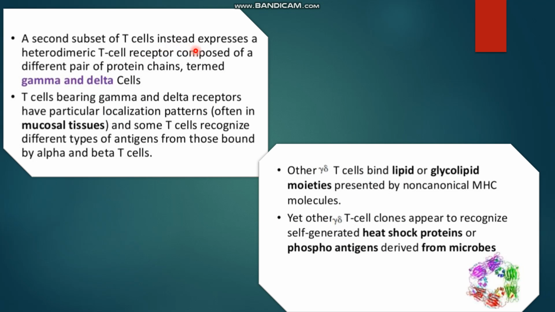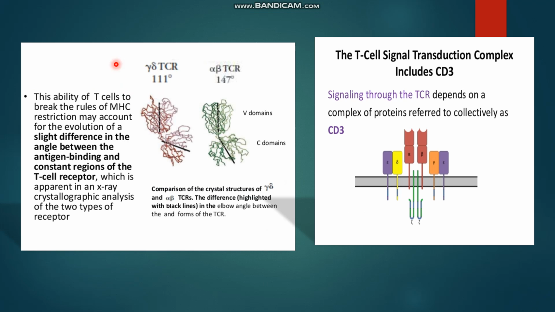A second subset of T cells, instead of expressing the heterodimer receptor composed of different pairs of protein chains, are gamma delta cells. Here is the structure of the gamma delta TCR and alpha beta TCR. The angle of gamma delta is 111 degrees and alpha beta is 147 degrees. This is the V domain and this is the C domain. This ability of T cells to break the rule of MHC restriction may account for the evolution of slightly different angles between the antigen binding and constant regions of the T cell receptor, which is apparently seen in X-ray crystallography analysis of T cell receptors.